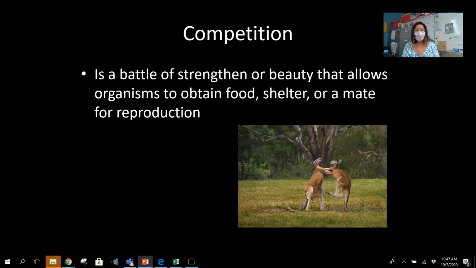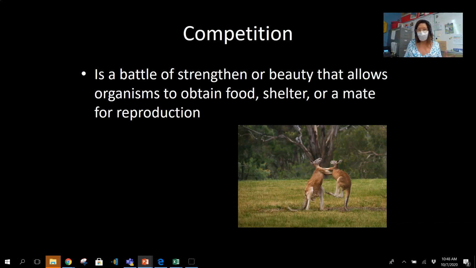Then we have competition. Competition could be for so many things. It could be for food, for shelter, for a mate, all kinds of things. They're competing against each other. In this instance, you see these two kangaroos competing for a mate. You'll also see deer competing for mates. A lot of animals compete for mates. Even the beautiful birds, the really pretty ones, are males, and you'll see them prancing around and looking all pretty, competing against other males for a mate.